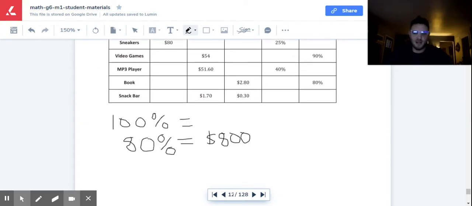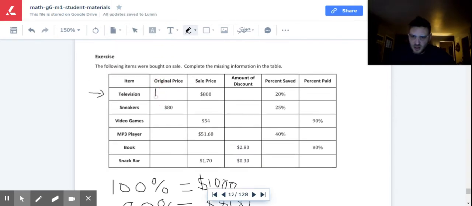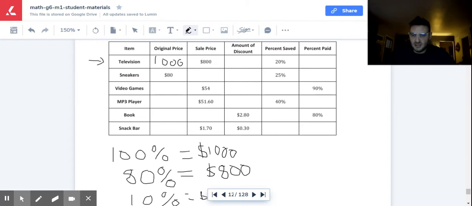So 80% is 800. Well, I can see that 80% is 800. I could take that down to even 10%, and that would be 100. So this one was very easy. So that means that the total price was 1,000 to start off with. So the original price was 1,000. The amount of discount was 200. And percent paid was 80%.